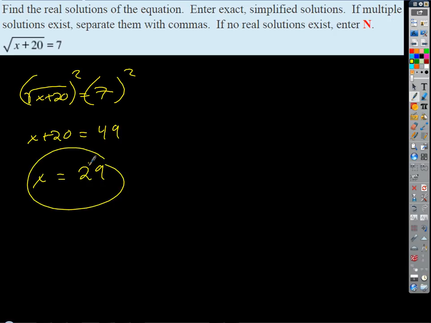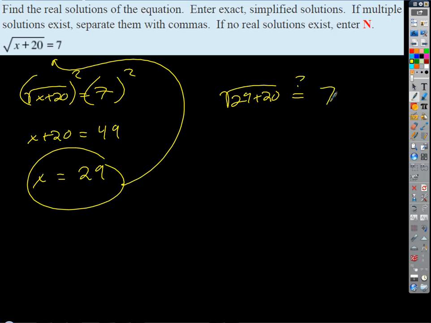Okay, but I gotta check it. If I take both sides of an equation to an even power, so if I square both sides, I could introduce false solutions, extraneous solutions, so I gotta check it. If I plug that back into the original, what do I get? Square root of 29 plus 20, is that equal to 7? It is. Square root of 49 is 7, so it checks. So that's our answer. Okay.